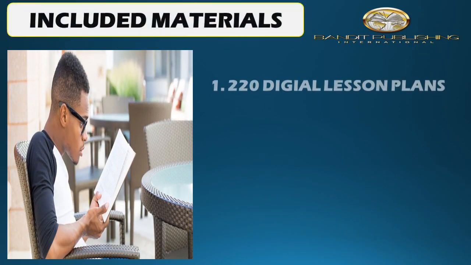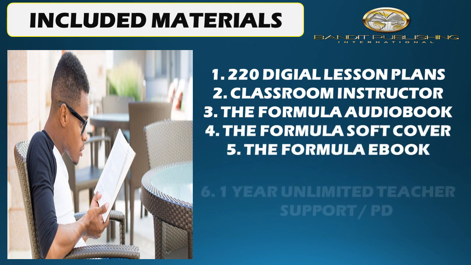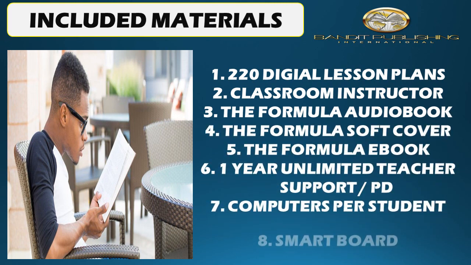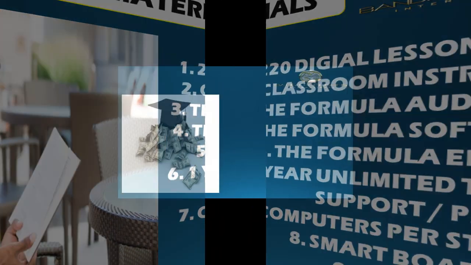And again, just to reiterate, these are the things that your school would get: the 220 digital lesson plans, the ebook, the audio book, the year-long teacher training and support. These are all the materials that are included when you hire us and hopefully implement the formula in your school, whether you're doing it as an after-school program, as a summer camp, or as an actual elective class. This is what the school gets.